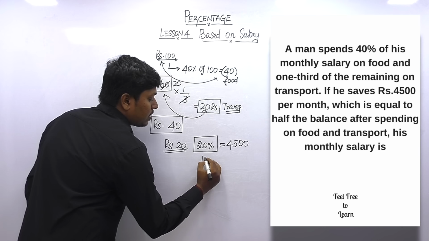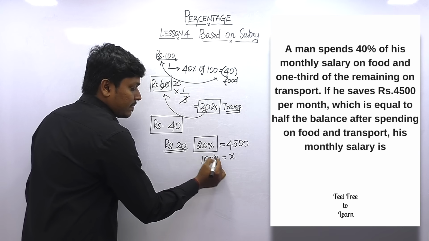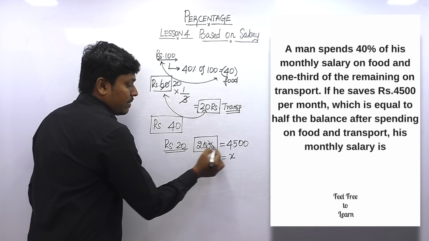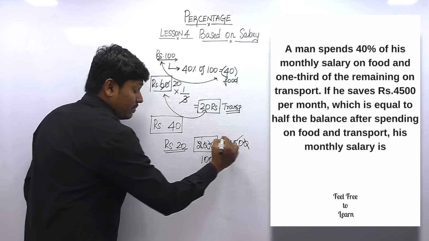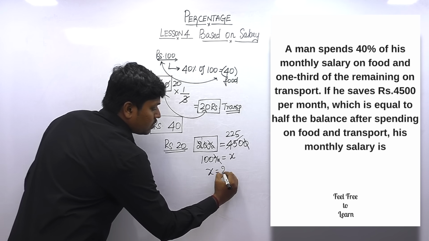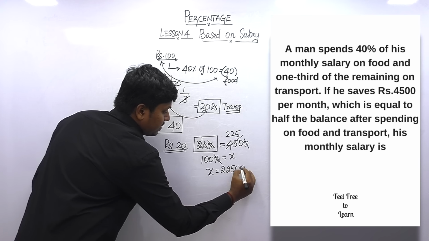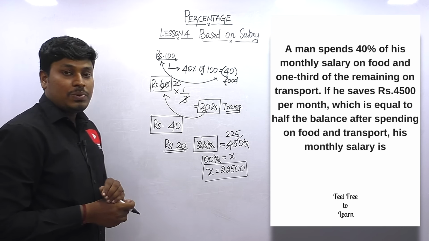Our target is to find the monthly salary. So monthly salary, 100%, is equal to X. You can cancel 0 and 0. Again you can cancel 0 and 0. So 1 twos are 2. This will be 225. So finally we can say that the answer is 22,500. So we got the answer for question number 7, that is 22,500.